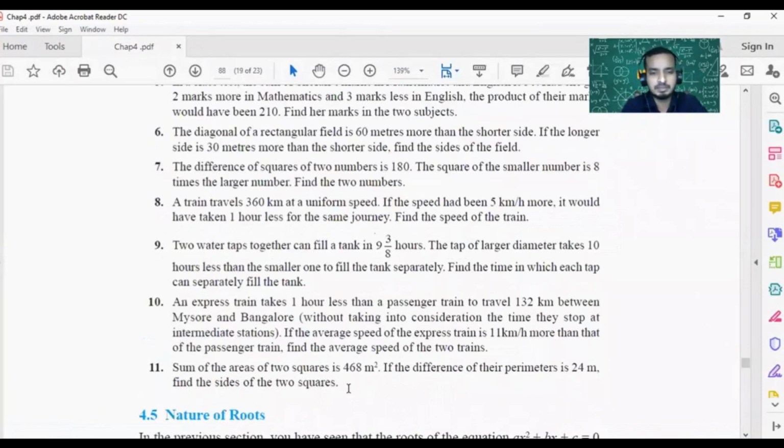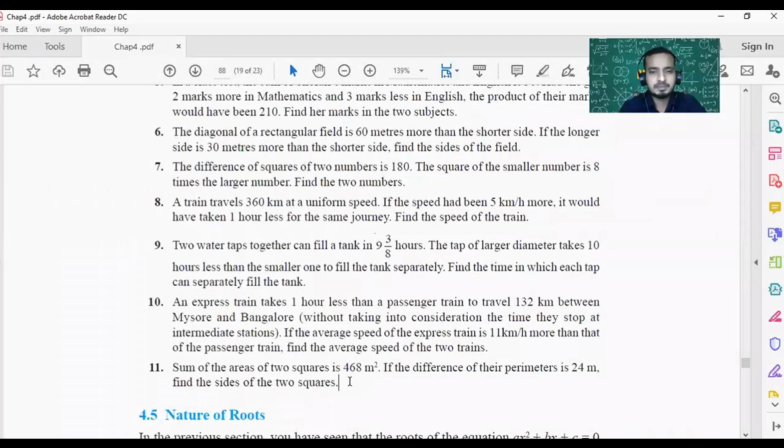So we start with this 11th question. I think we can do it together. The sum of the areas of two squares is 468 meter square. If the difference of their perimeters is 24 meter, find the sides of the two squares.